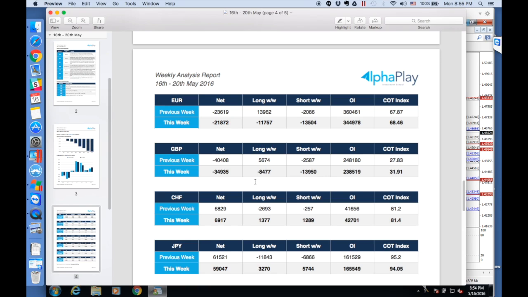Even though there is a positive net here, positive means it's increasing. It's still negative. It's just that the magnitude of negativity is getting lesser. So it's increased, but it's still negative. That means overall positions in pound is still negative.